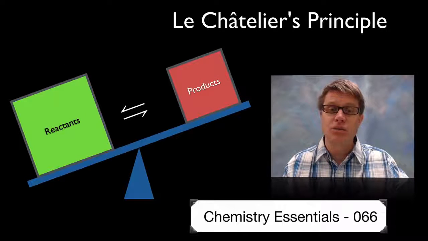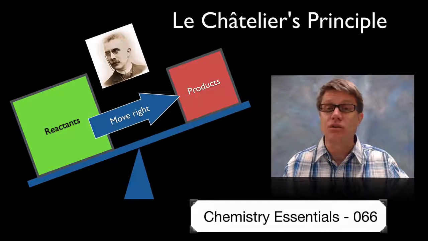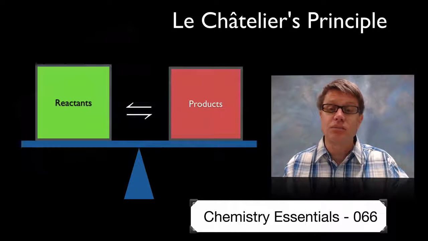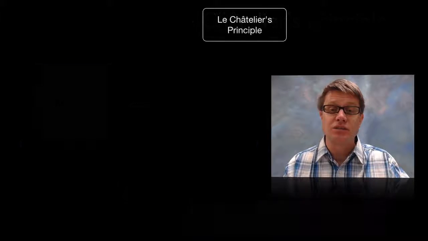It's going to throw my equilibrium out. And so what can I do? Well, since this is a reversible reaction, I can move the reaction from the left to the right according to Le Chatelier's principle. And as I do that, I increase the amount of products and I bring it back into balance. That's essentially Le Chatelier's principle.